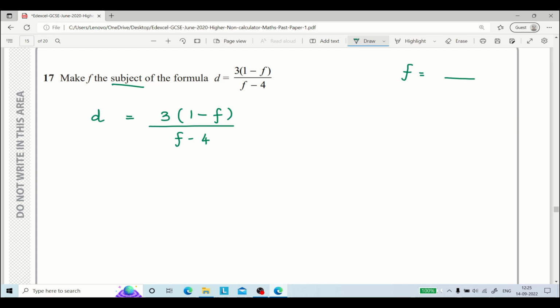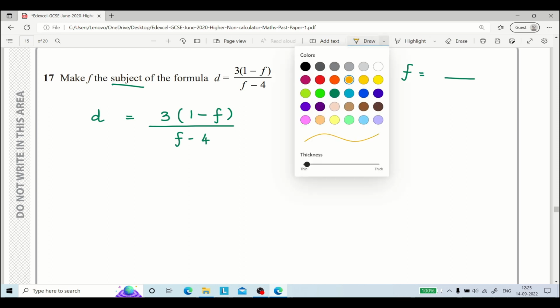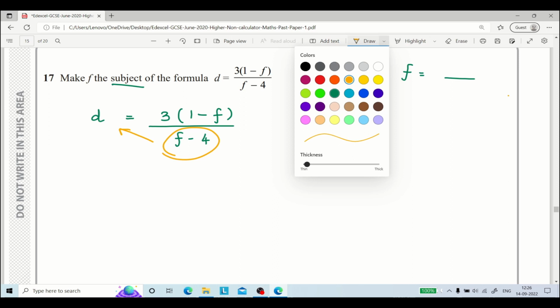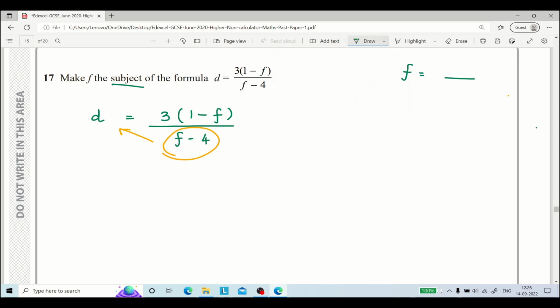We will first move this part. Let me just use a different color. We'll move this part towards this side, which means you are multiplying it, right? So that being the reason, you'll have D into f minus 4 is equal to 3 into 1 minus f. Just open up the bracket. So this is df minus 4d equals 3 minus 3f.